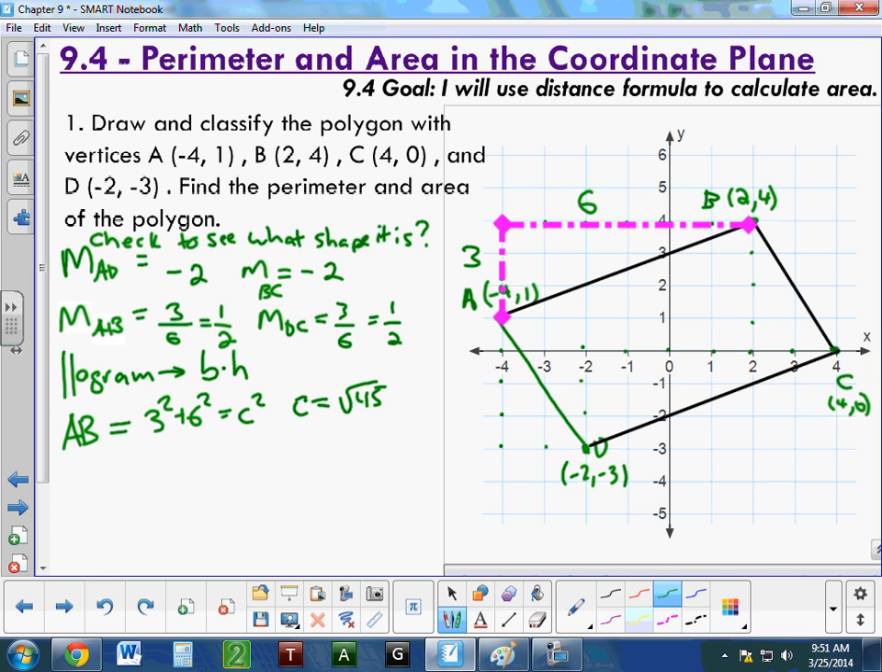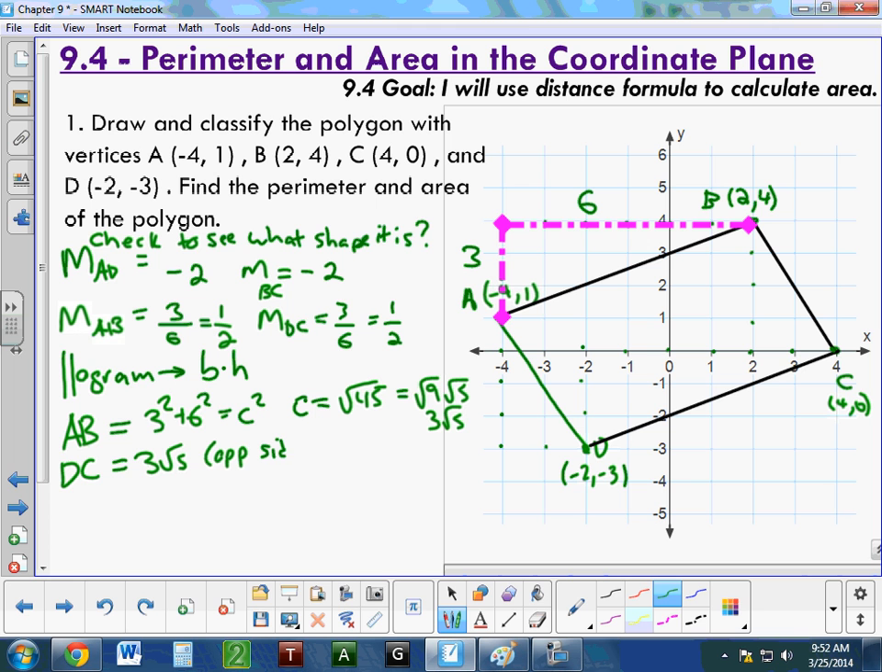So there's that, which if you reduce it, is equal to the square root of 9 times the square root of 5, which is 3 square roots of 5. So that distance AB is 3 square roots of 5. Now, since we know that this is a parallelogram, we know that the opposite sides should be congruent. That means DC is equal to 3 square roots of 5.